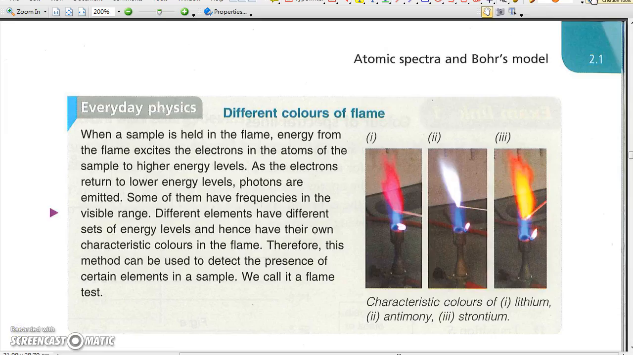Remember, in the Let's Begin section, we mentioned the flame test. Different colors of flame are due to different sets of energy levels in different atoms.